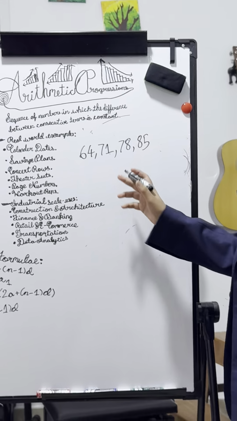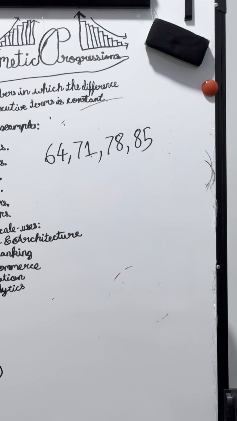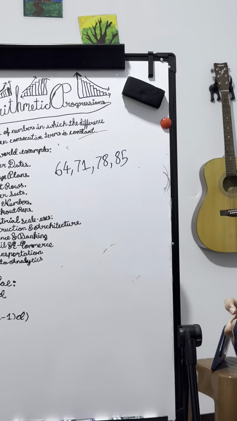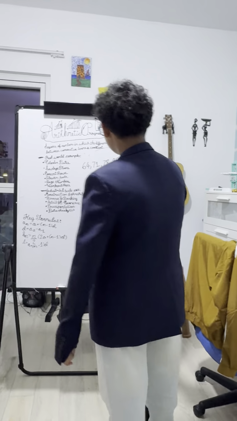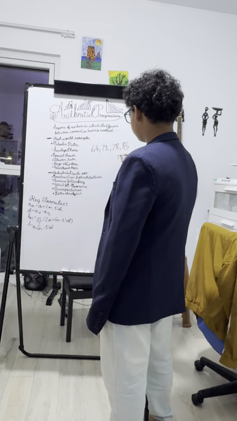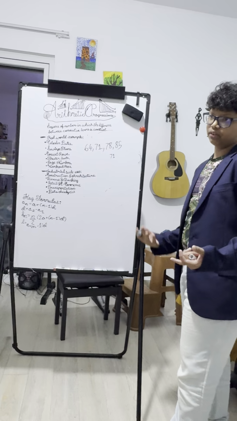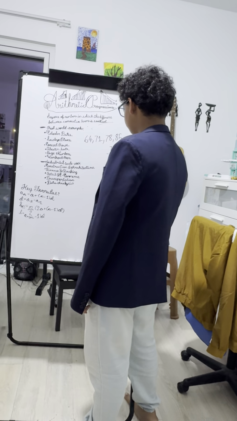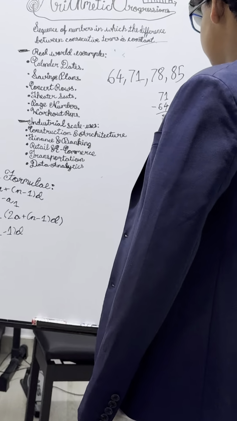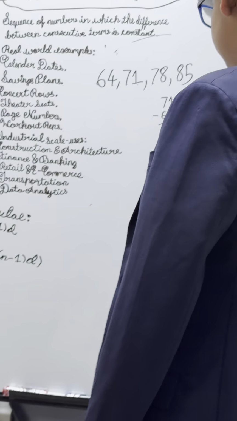So 64, 71, 78, 85. Now first, let's find the difference. To do that, we first have to find whether it's an arithmetic progression to begin with or not, and that will be through regular trial and error. 71 minus 64, you get 7. 78 minus 71 is 7.